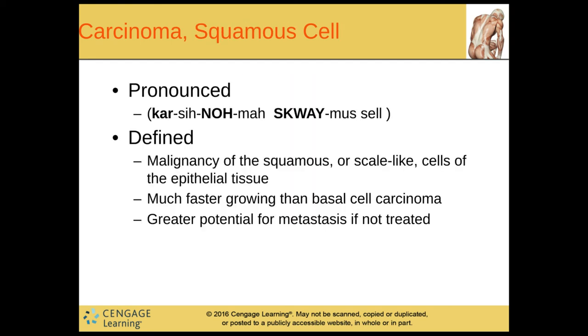And then we have a squamous cell carcinoma. So this is when there's a malignancy of the squamous or scale-like cells of the epithelial tissue. It grows much faster than a basal cell carcinoma, and then there's also a greater potential for it to metastasize if it's not treated. So that means that those cells or that malignancy could travel to other structures, including organs and things like that.